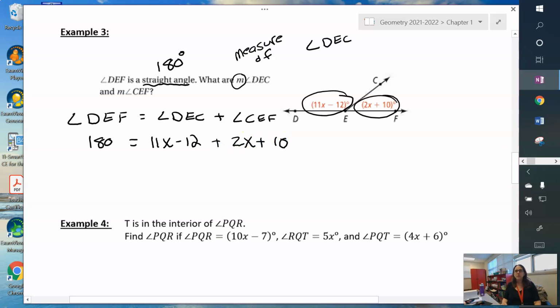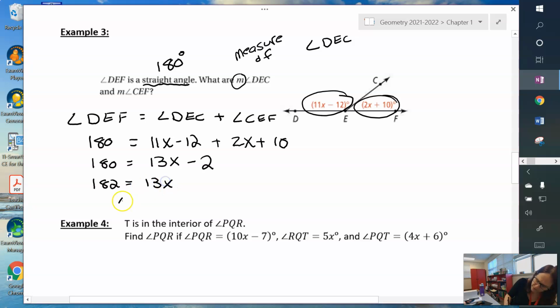Okay, so now I have an equation. I have only one variable in there, and that's x. So I can solve this equation. Let's combine like terms. 11x plus 2x is 13x. And then we have a minus 12 plus the 10. That's a minus 2. So at this point, all I'm doing is algebra. Add 2 to both sides. 182 equals 13x. And then divide both sides by 13.